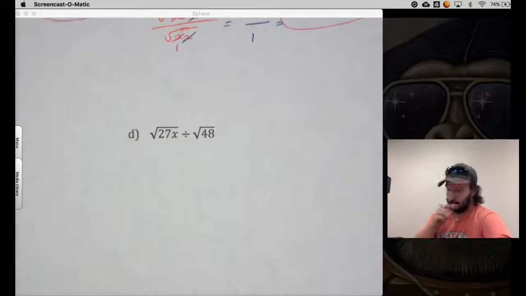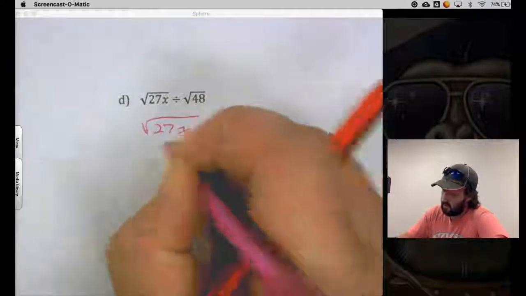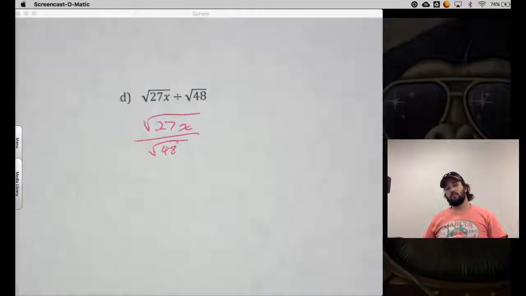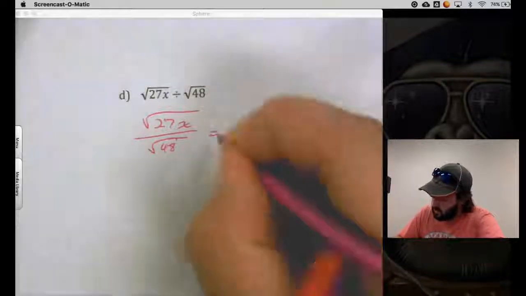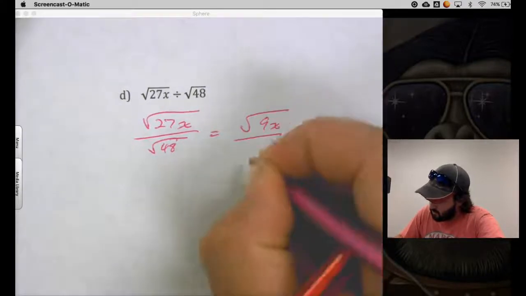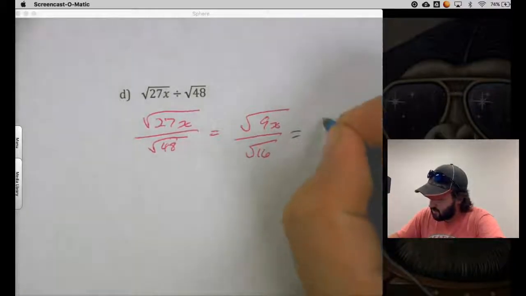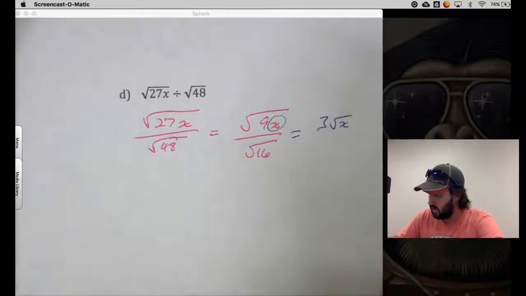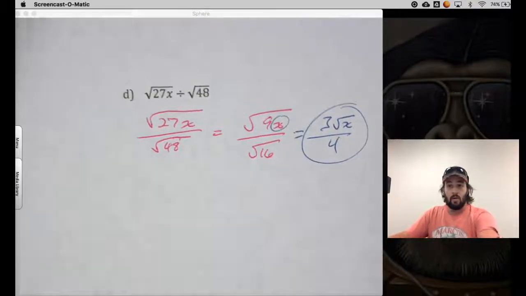All right, part D. So again, I'm going to write this out, root 27x over root 48. So then 27 over 48, those are both divisible by 3. So that would give me 9 over 16, which doesn't reduce any more. So go ahead and divide those. And that'll give me root 9x over root 16. Well, hey, that's pretty nice, because then I just have 3 square root of x. Notice that x is all alone, so I have to leave it inside the square root. And then the square root of 16 is 4, so 3 root x over 4. All right, that's it for this one.